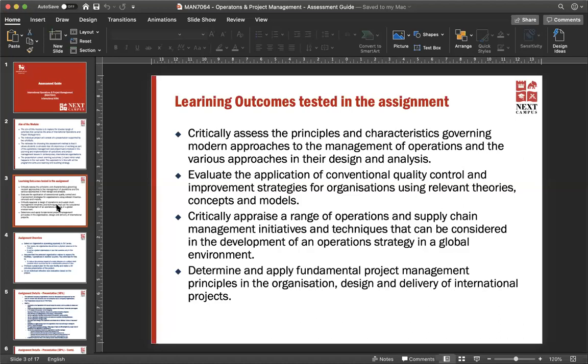Determine and apply fundamental project management principles. Now that is used when you try to explain how you intend operationalizing the move from Sri Lanka to the selected country. Okay, so these are the learning outcomes that will be tested in the assignment.